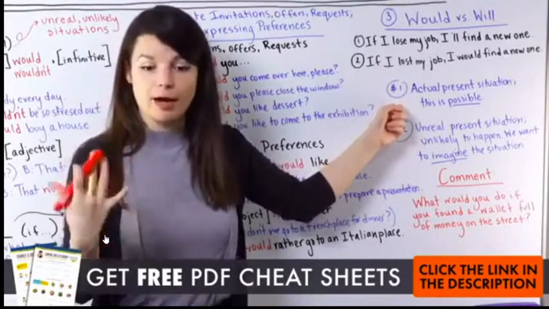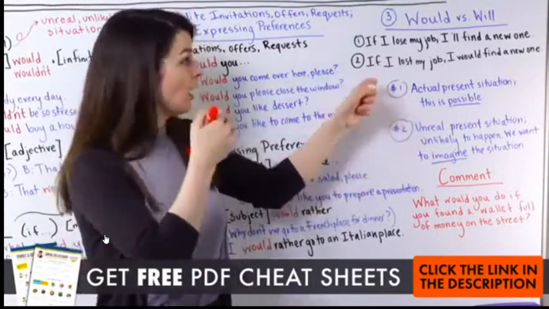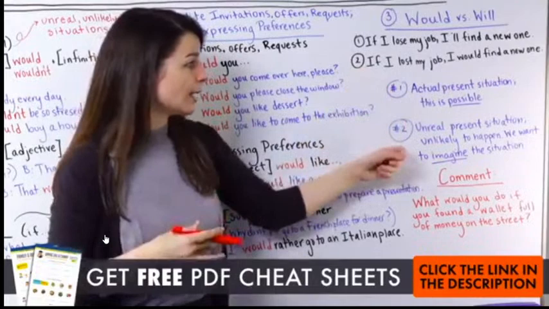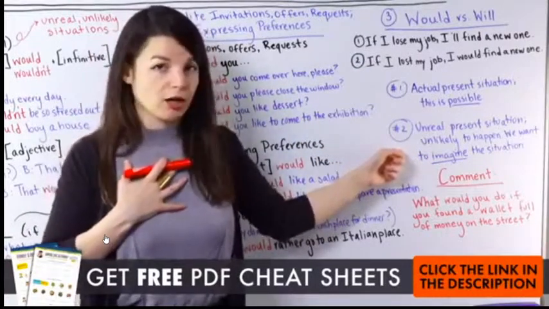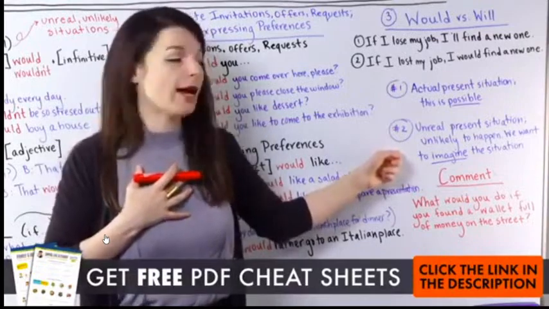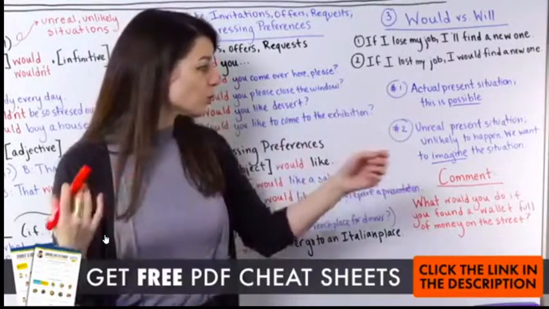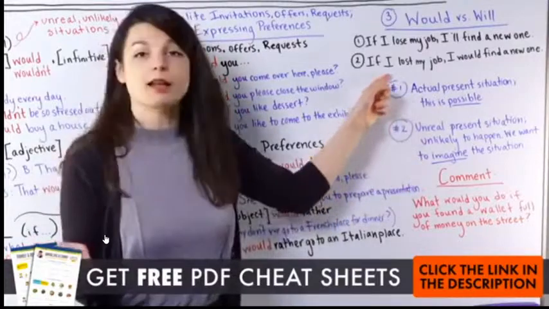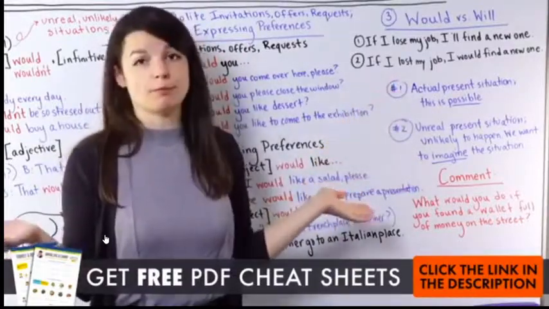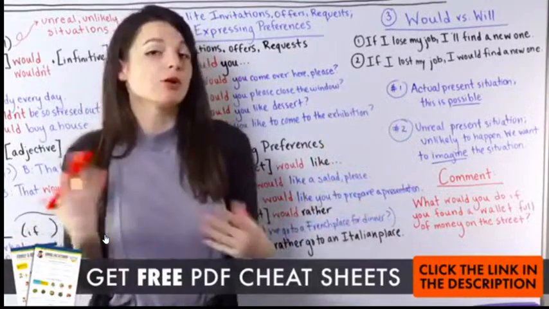So they're talking about their plans. Sentence 2, however, is an unreal present situation. So there's no danger of the speaker losing their job now. They just want to imagine the situation. So if I lost my job, I would find a new one. So I have no danger of losing my job.